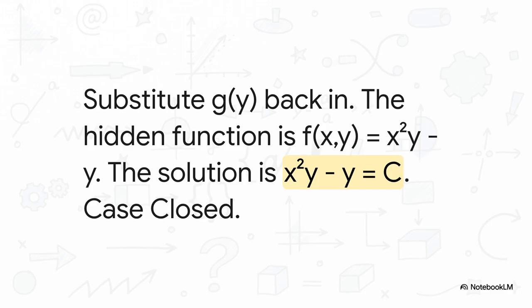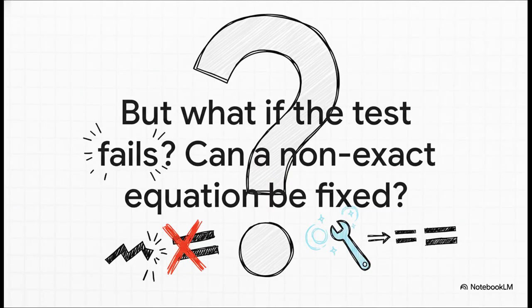Case closed. So, we've figured out how to spot an exact equation and how to solve it. But what about all those other cases? The ones where the test fails, where our fingerprints just don't match? Is it a lost cause? Or is there a way to, let's say, persuade a non-exact equation to become exact? Well, that's a whole other mystery for another time.